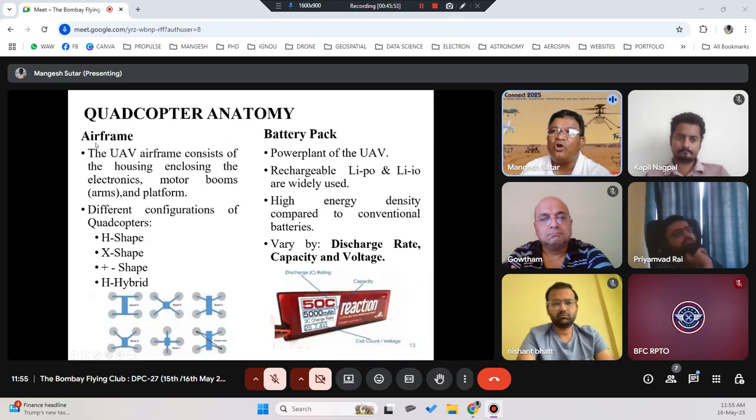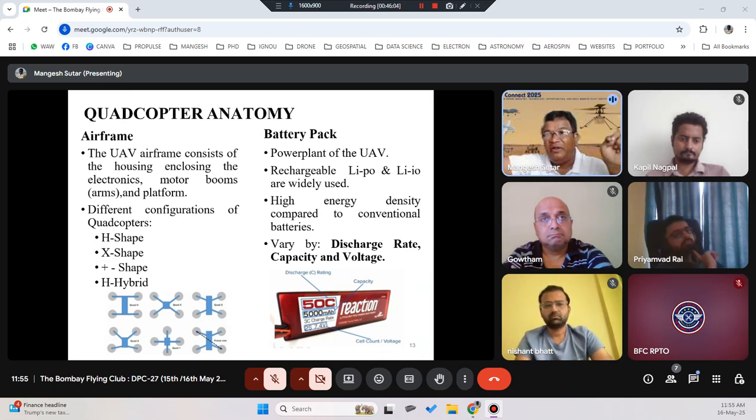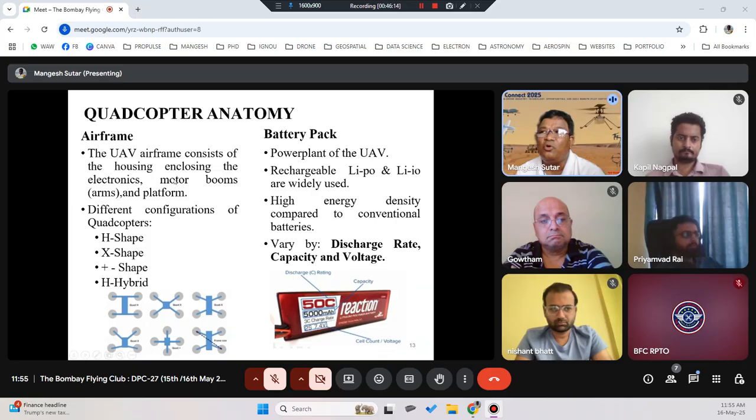So then we talk about the airframe. Once you design your motor, you design your propeller. Your propeller may be 12-inch, 18-inch, 10-inch, or 24-inch in diameter. Based on the diameter of your propeller, you will design the airframe, right? Your airframe consists of housing enclosing the electronics, motors, boom arms, and platforms.